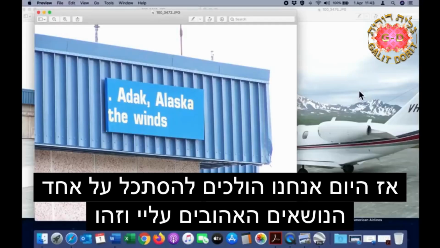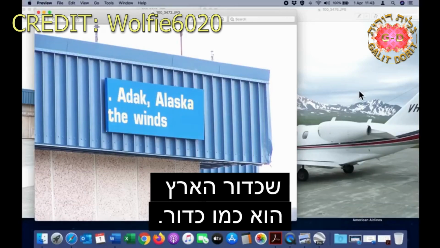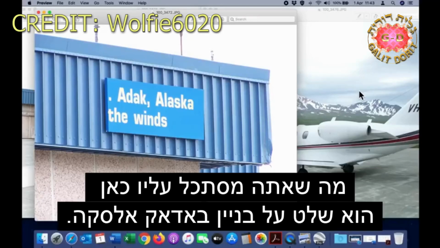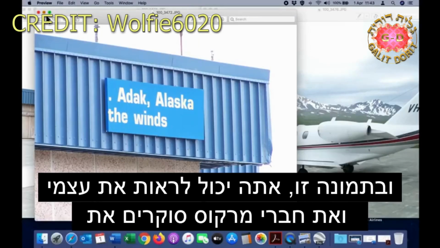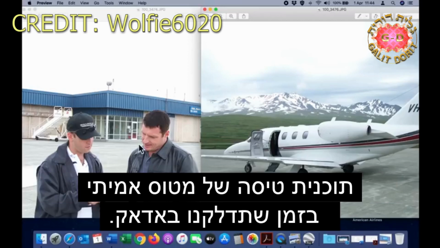So today we're going to look at one of my favourite topics, and that is real aircraft flight plans, because they irrefutably prove that the Earth is a globe. What you're looking at here is a sign on a building in Adak, Alaska, and in this photo you can see myself and my friend Marcus reviewing a real aircraft flight plan while we were refueling in Adak, Alaska.